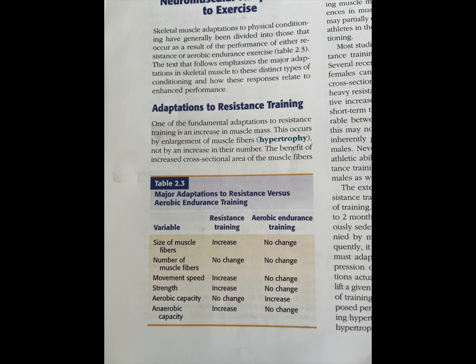Adaptations to aerobic endurance training. One of the fundamental adaptive responses to aerobic endurance training is an increase in the aerobic capacity for the trained musculature. This adaptation allows the athlete to perform a given absolute intensity of exercise with greater ease after aerobic endurance training. More impressively, after training, it may be easier for the athlete to exercise at a greater relative intensity of a new higher maximal aerobic power.